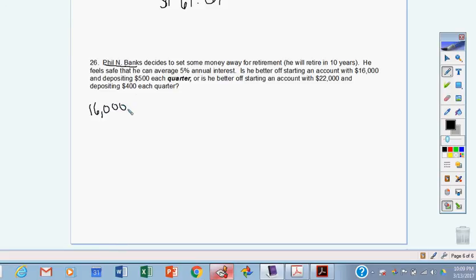This is literally why the finance solver is great, because you can just play around with different scenarios. Put in 16,000, so that's his initial, and then deposit the 500. Just be careful. We're doing this in quarters. We'll talk about that in a second. Or is he better off putting in $22,000 and depositing 400? We can play around with this on the finance solver. Remember, 5% and then 10 years.